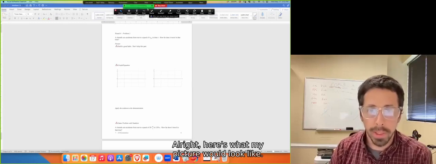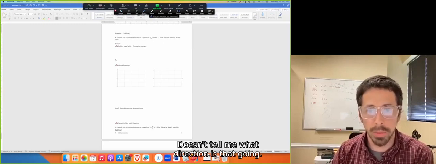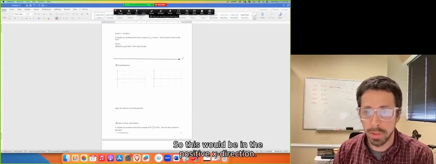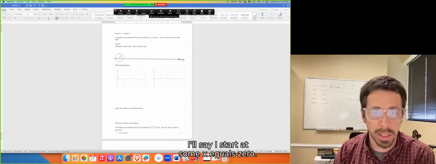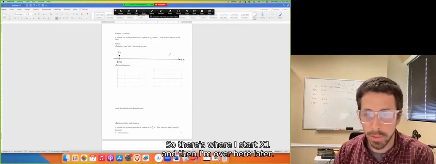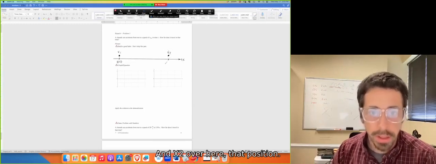Here's what my picture would look like. Hopefully yours matches. Start with a coordinate axis. It doesn't tell me what direction it's going, so I'm just going to assume everything is going positive, in the positive x direction. I'll say I start at some x equals 0. There's where I start, x1, and I'm over here later at x2.